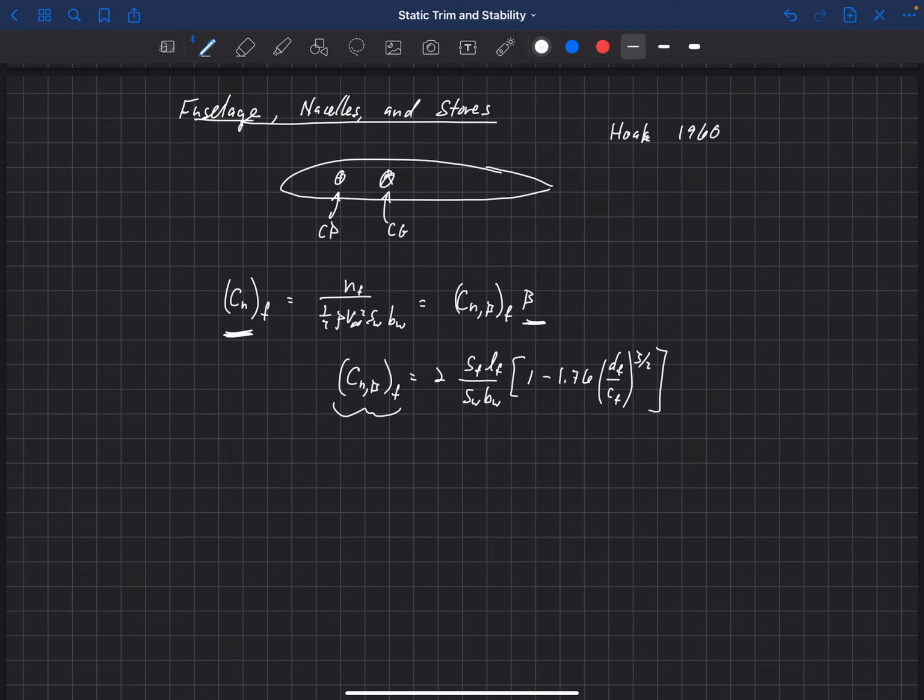Now you should remember that this is just an approximation, so this is not incredibly accurate, and certainly you want to do full CFD or wind tunnel tests or something like that to get a more accurate approximation. But in initial stages of design, this isn't a bad first step for an approximation.